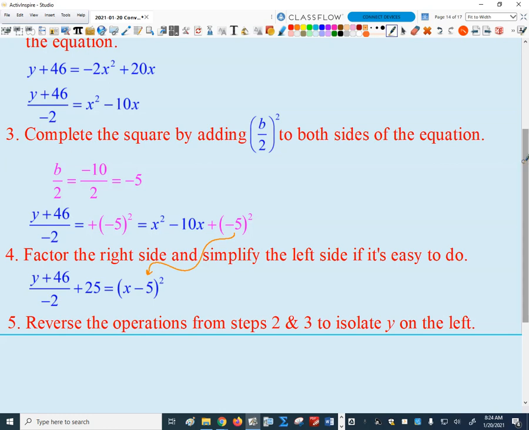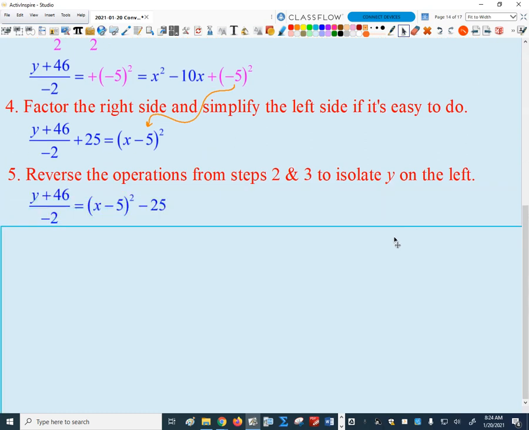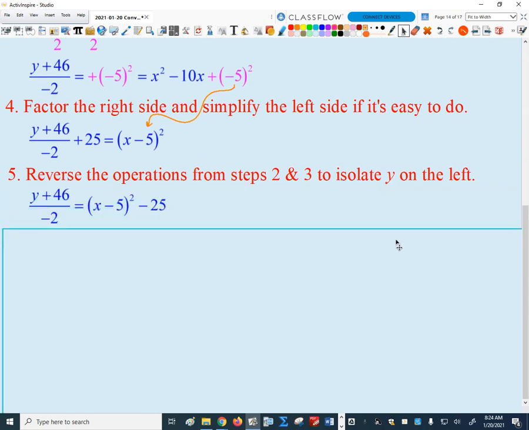Okay, so all I've got to do now is re-isolate the y. And I'm going to reverse my steps. Well, to isolate the y, there are implied parentheses around the top and the bottom of this fraction, right? So the first thing I would do is subtract my 25. -5 squared is 25. So I subtract the 25.